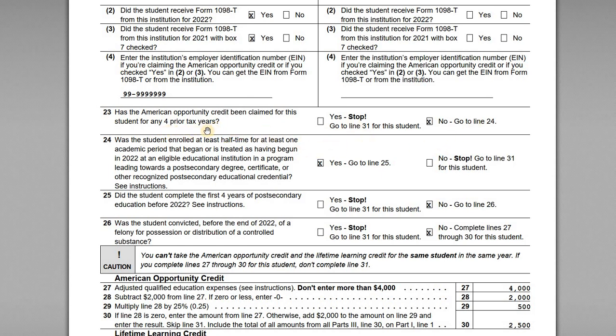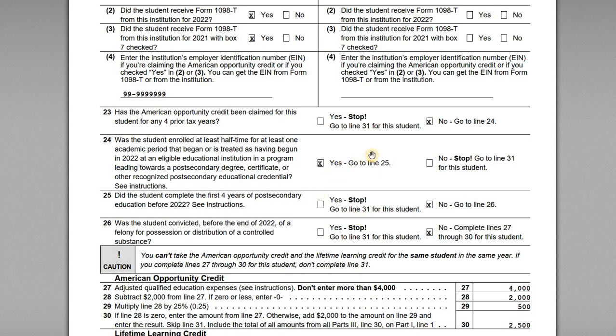And so the answer is no, right? Now, this question I don't like the way it's worded necessarily because I think it's a little misleading. What they're asking here is, have we claimed it for 4 years in any prior years, right? It's not asking us, look back 4 years and did you claim it once, twice, 3 times? It's asking us, have we claimed it for 4 total years in any prior periods, right? And again, that's important because if you've already claimed it 4 times, you cannot claim the American Opportunity Tax Credit again, right? So you would check yes and stop, and you would skip to the lifetime learning section.